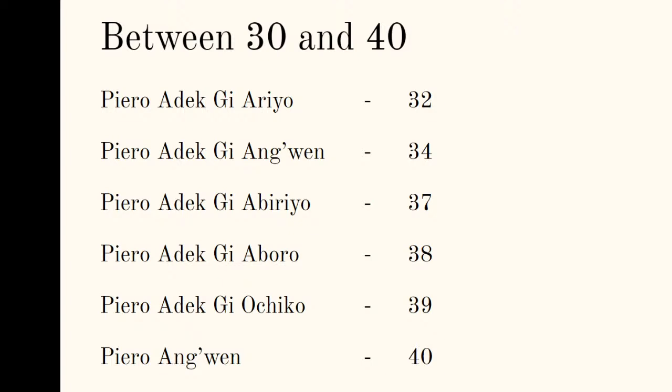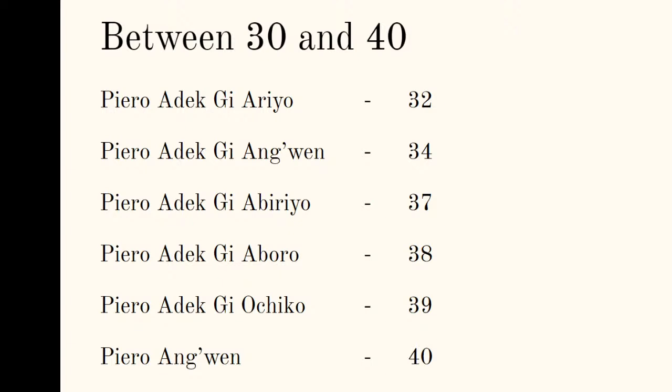So piero adek gi ariyo, piero adek gi ang'wen, piero adek gi abiriyo, piero adek gi aboro, piero adek gi ochiko, piero ang'wen. So you can say it together with me.